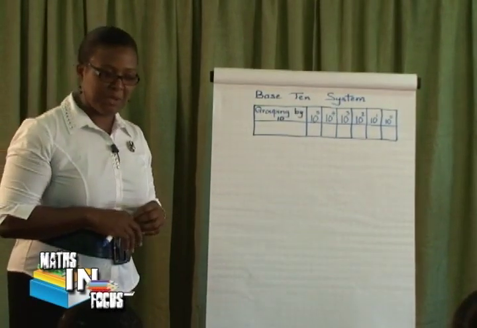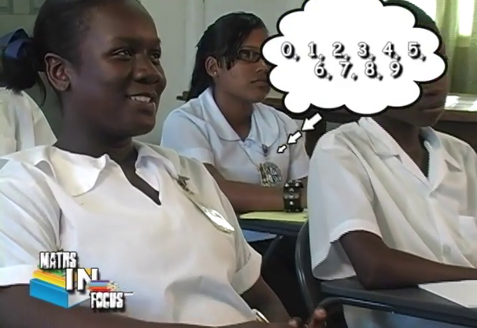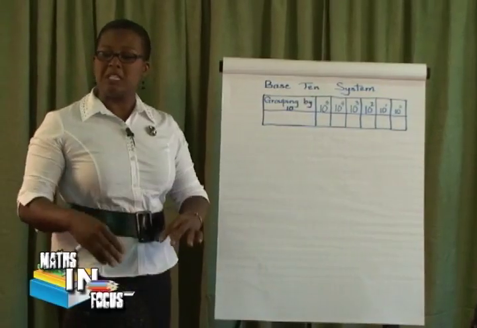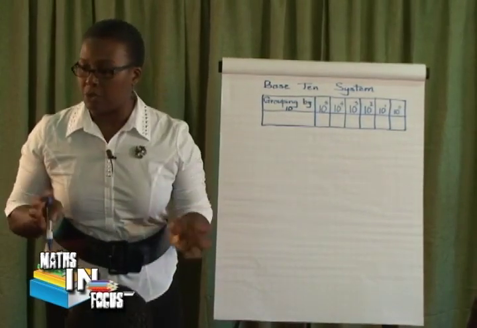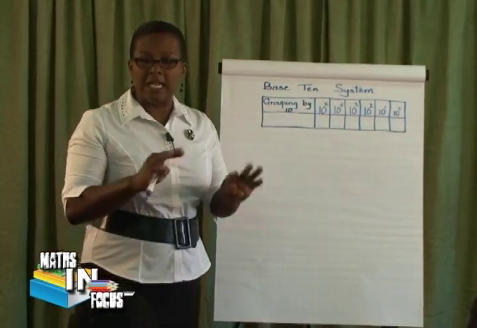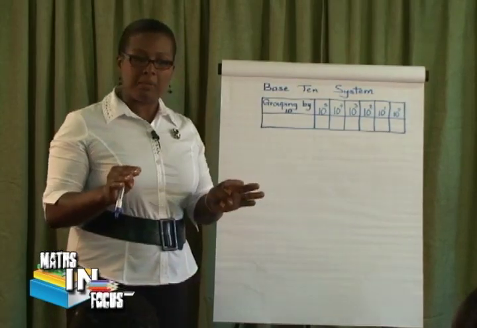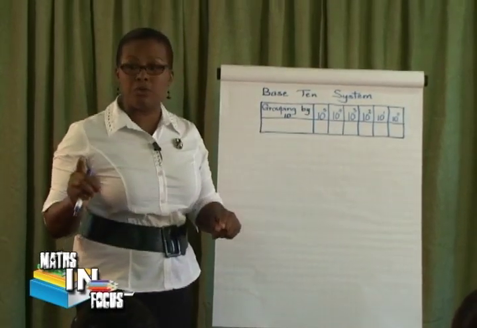Videli, would you like to tell me those 10 numerals? 0, 1, 2, 3, 4, 5, 6, 7, 8, 9. Did she mention 10? No. So it's not because we're using the base 10 system that number would be included among the group. We go one less. So the base 10 system encompasses numbers from 0 to 9.